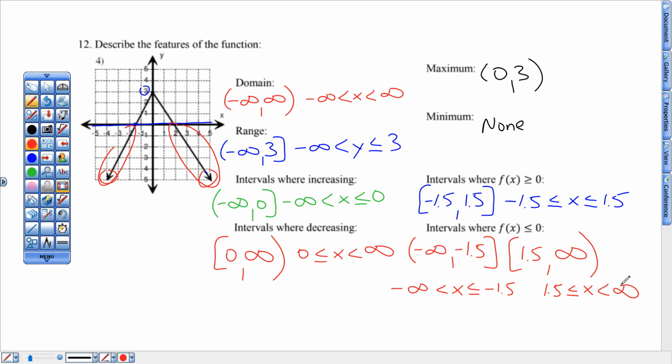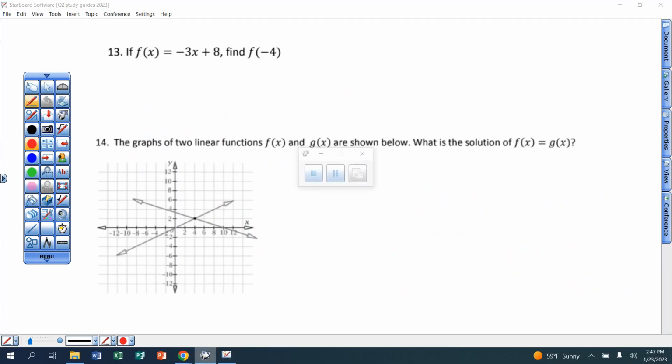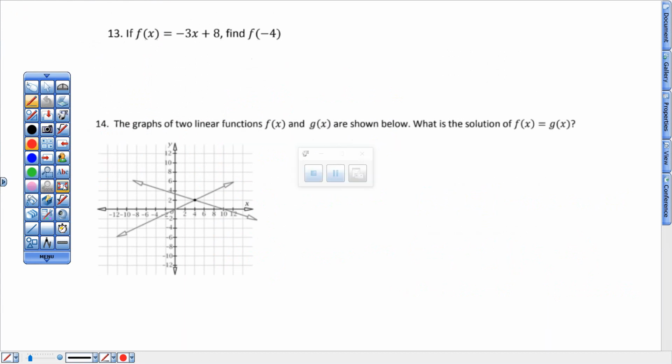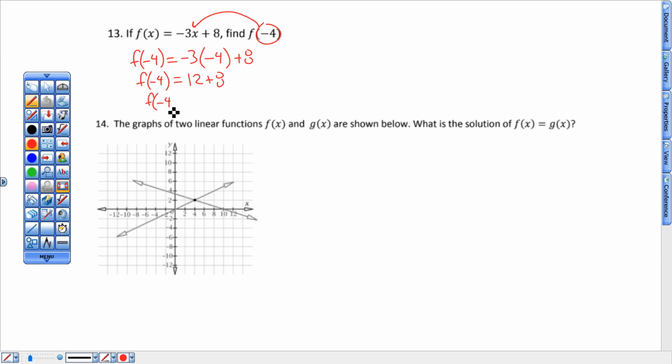All right, let's move on. Here we go. This one says plug in -4 right here. So I got f of -4 equals -3 times that -4 plus 8. That gives me the function when x is -4, which is 12 plus 8. Looks like the function when x is -4 gets spit out as y equals +20.